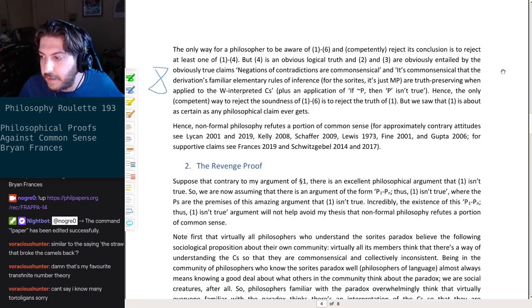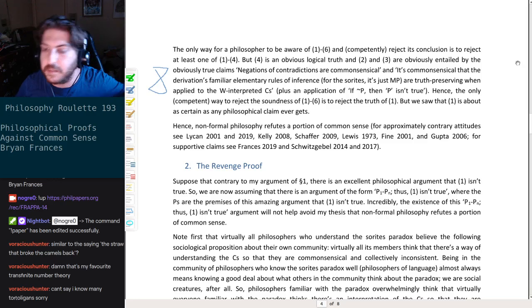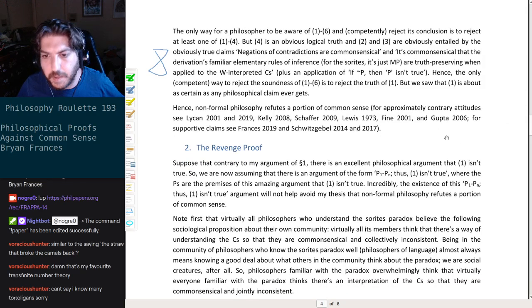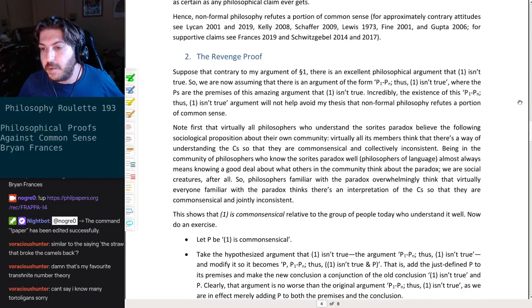I, again, do not classify myself as your average person just reading this and being like, oh yeah, that's what things are. I'm like, nah, I don't agree with that stuff. Hence, nonformal philosophy refutes a portion of common sense. Yeah, and all these people, I'm sure, disagree with these things. Non-formal philosophy refutes a portion of common sense. Okay, so if you accept it, then you've got a problem.